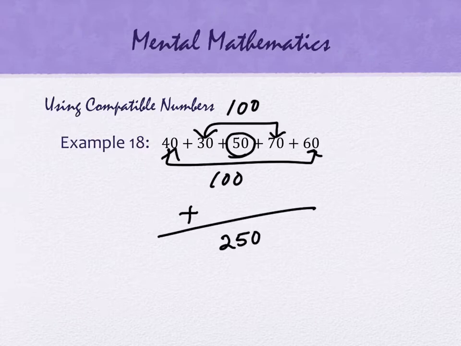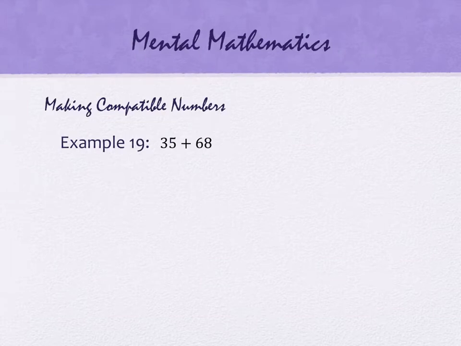I'm grouping numbers together that are very friendly. Now, obviously not all numbers, if I write down a list of numbers, are going to have 70 and 30 in the list, right? Obviously. So what are we going to do if it doesn't work out that way? Well, one way we can still use compatible numbers is that we can make compatible numbers.